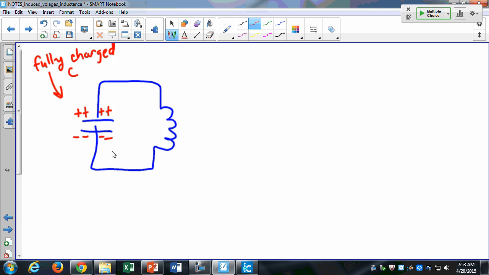So I've just charged the capacitor with a battery, and then I take away the battery, and then I hook up the capacitor to this inductor. Now at this point, I'm going to have my maximum energy stored in the electric field, and I'm going to have no energy stored in the magnetic field. But then I start to bleed charge through the circuit.